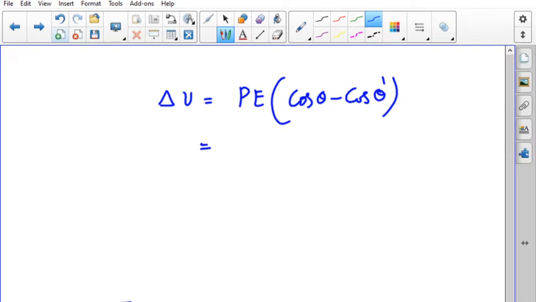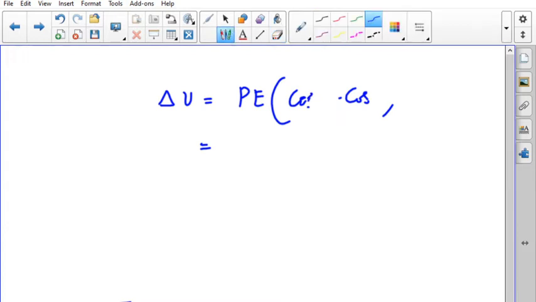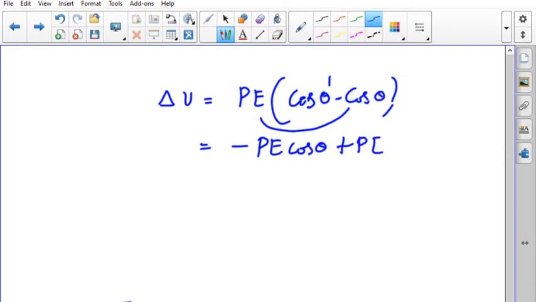So when we write it, we get cos theta dash minus cos theta, and so we get minus PE cos theta plus PE cos theta dash.